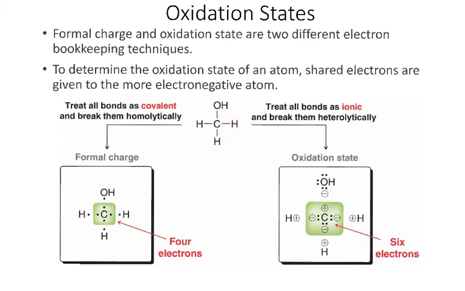In the case of methanol, when we think about its oxidation state, carbon is more electronegative than hydrogen, so it gets to keep all of the electrons that it would have shared with the hydrogen. But then because oxygen is more electronegative than carbon, all of the shared electrons from this bond go with the oxygen. So then carbon is left with 6 electrons. It normally would have 4, and so in this case, the oxidation state of the carbon is -2.